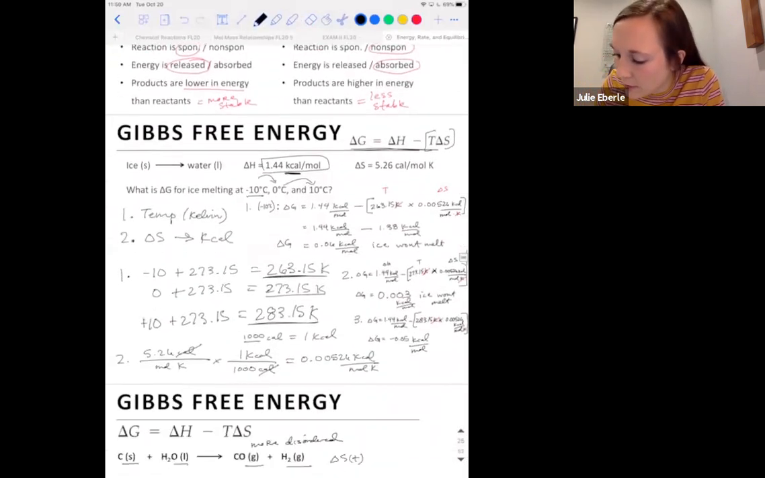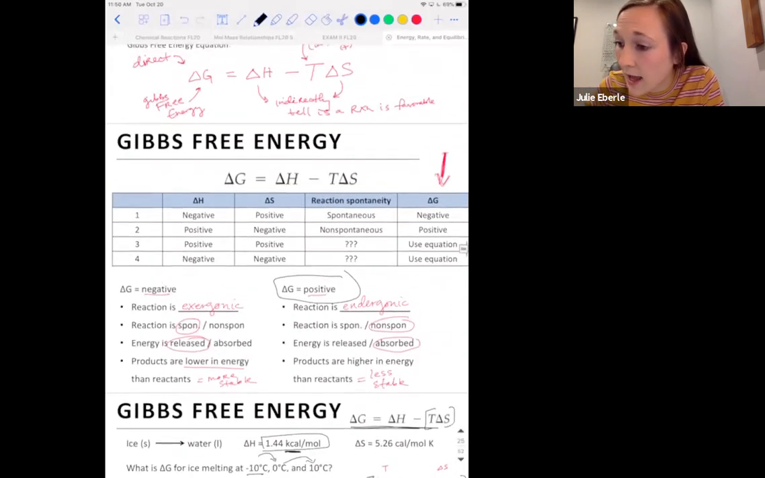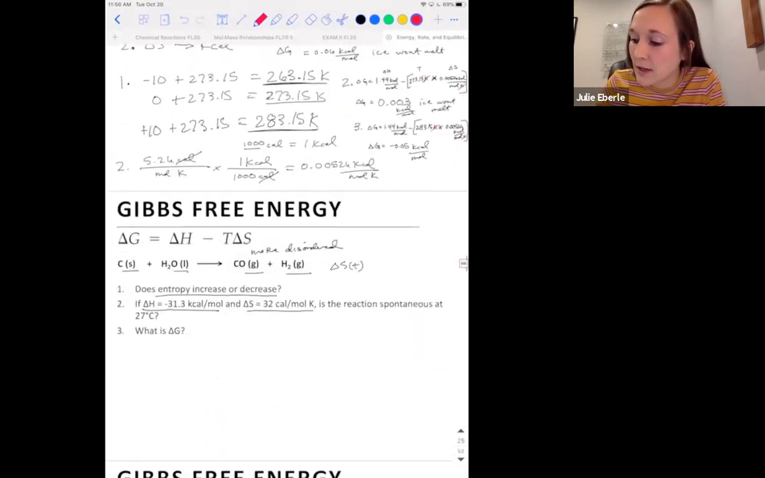We said, what did we say? Negative delta H, positive delta S. That matches our very first column here, column 1. When we have a negative delta H and a positive delta S, guess what? We're always going to get a negative delta G. So we can actually answer number 2 without even calculating delta G. That is going to be a spontaneous reaction. Is the reaction spontaneous? Yes. We know that delta G is going to be negative, but we don't know what the value of it is going to be. That's what part 3 is asking. What is the actual numerical value of delta G?